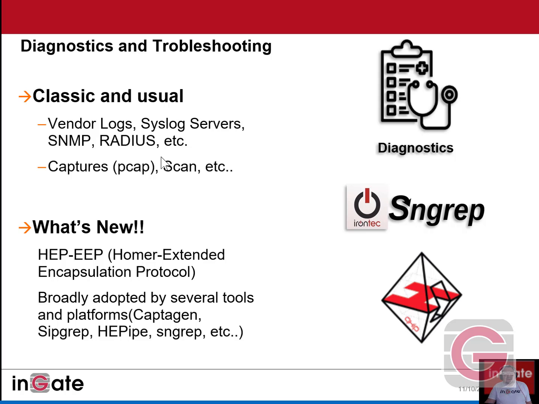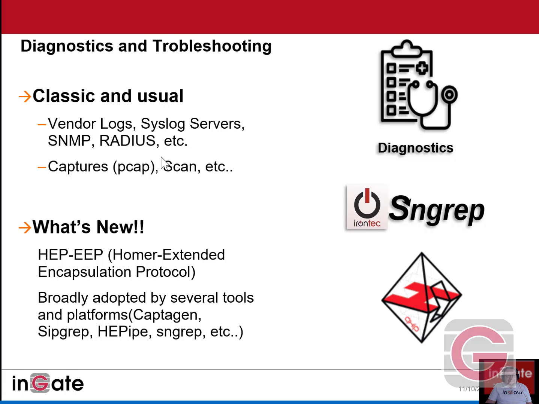So what is new? Since release 6.3, we added support for a specific protocol called HEP, or EEP also. It's the Home Extended Encapsulation Protocol. That's a protocol that was developed about 2009, if I am not wrong, and it initially provided a capability to see real-time traffic information, specifically for SIP.